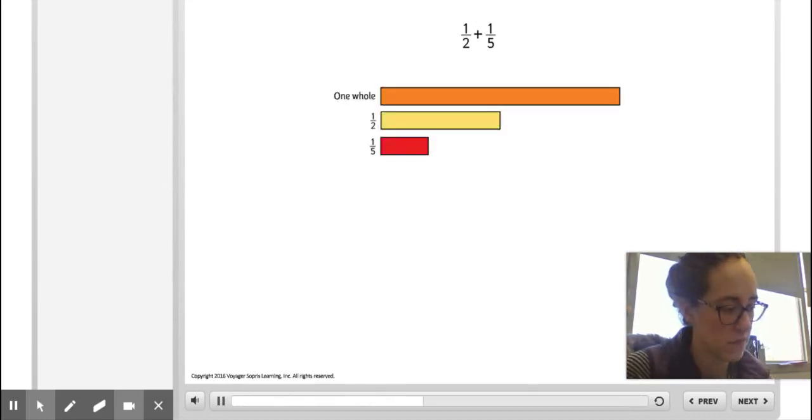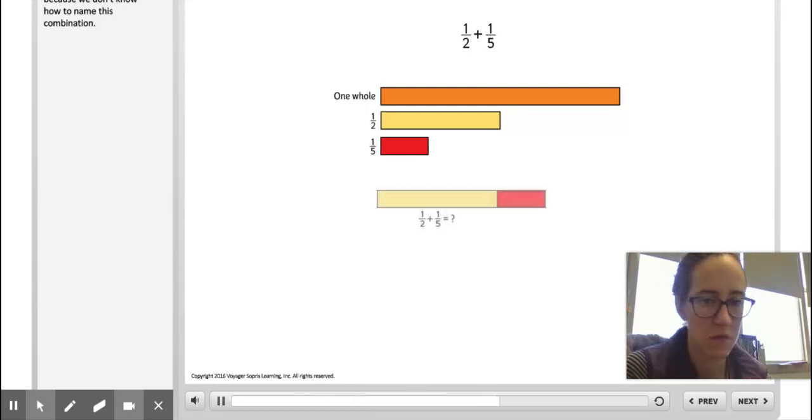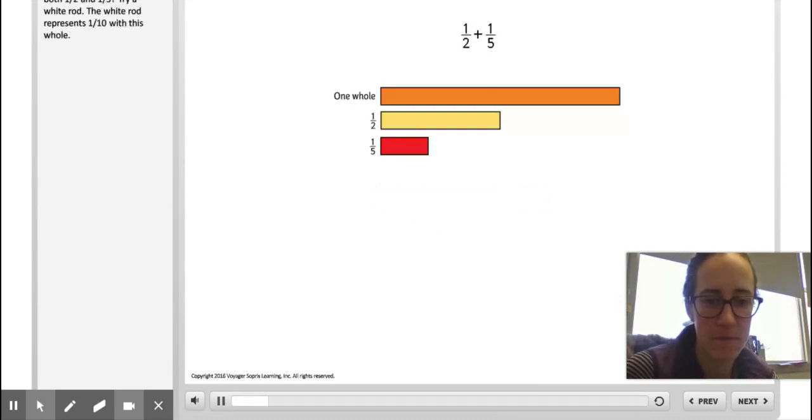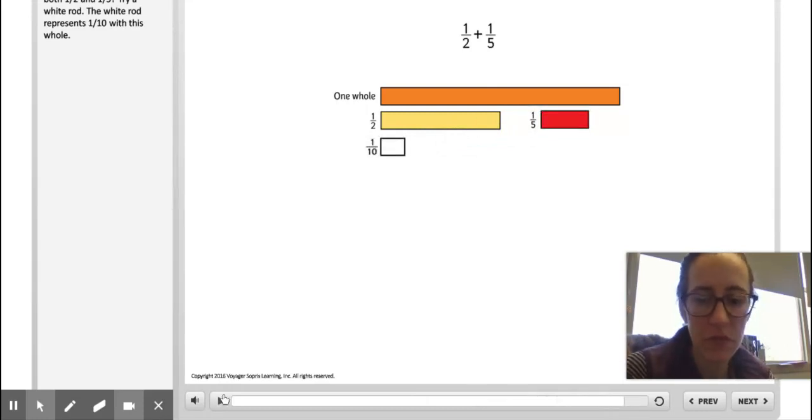Let's use Cuisenaire rods to see how we can add these fractions. We cannot put the yellow rod and the red rod together to find the sum because we don't know how to name this combination. Is there another rod that could be used to write equivalent fractions for both 1/2 and 1/5? Try a white rod. The white rod represents 1/10 with this hole. I know we don't have little Cuisenaire rods in front of us, but it's still really good to watch this and visualize how we find equivalent fractions.